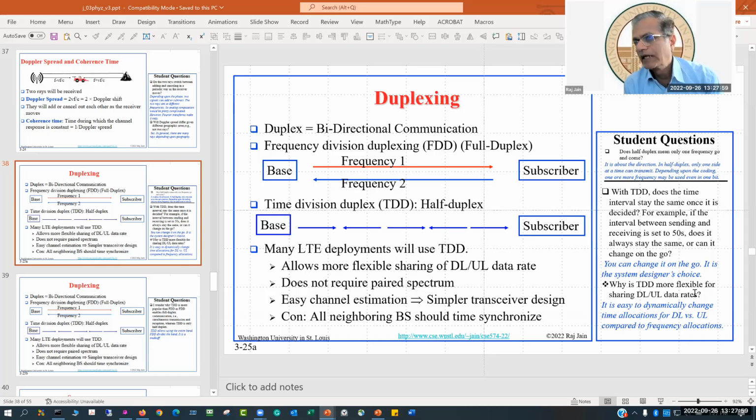And if I want to change the time, I am transmitting 90% of the time downwards and 10% of the time upward. It is very easy for me to make that 80-20 or 70-30. Just on the whim, because there is high traffic in the morning, I can keep one ratio in the morning, one ratio at 11 o'clock, one ratio at 12 o'clock. So the time is much easier to control, and therefore time division duplexing is more flexible.